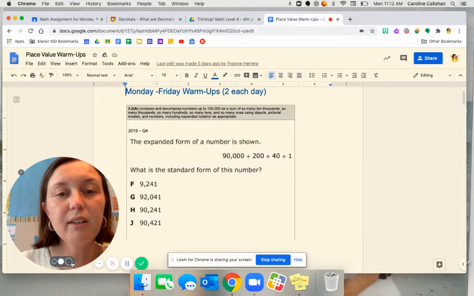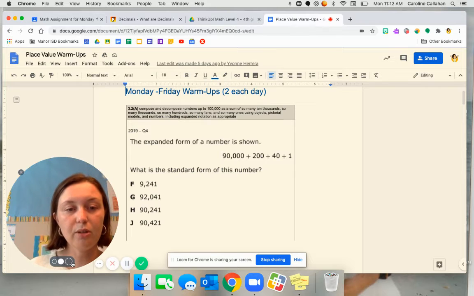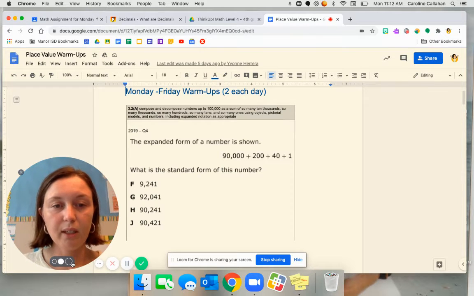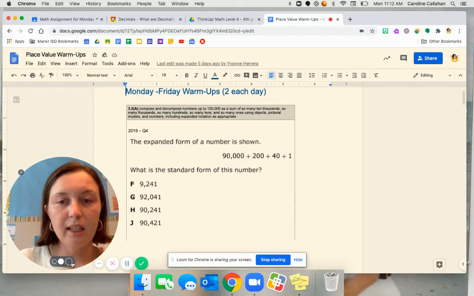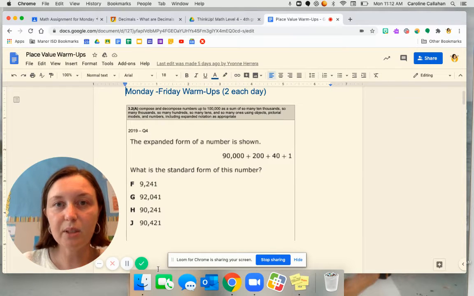So it says the expanded form of a number is shown. 90,000 plus 200 plus 40 plus 1. What is the standard form of this number? So the first thing that we want to do is look for the number that has the greatest value. And it looks like 90,000 is the greatest. So let's count how many digits are in that number 90,000. 1, 2, 3, 4, 5.